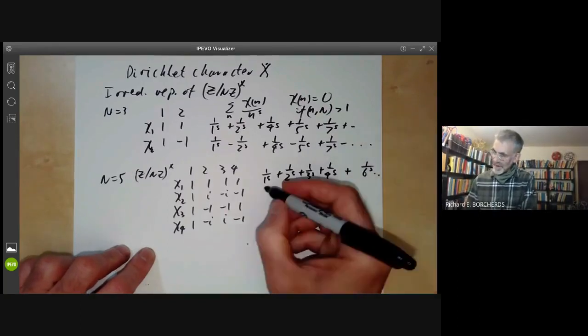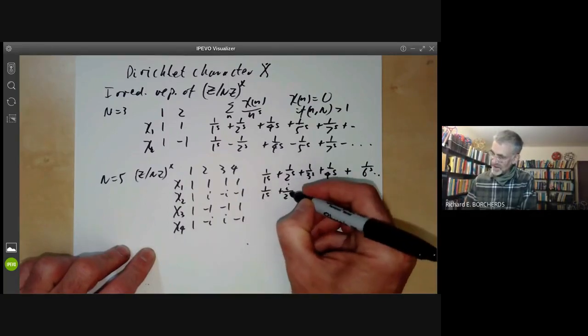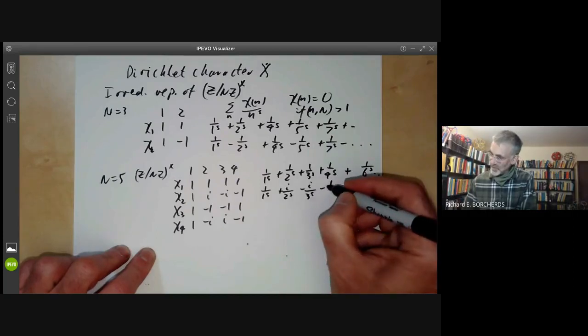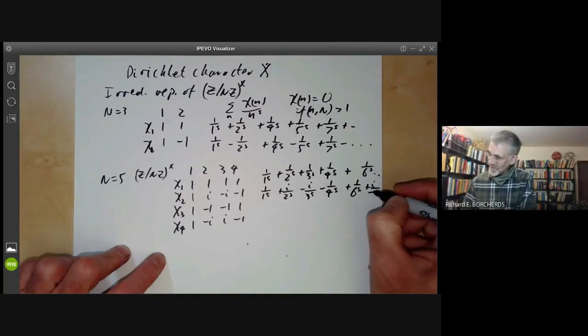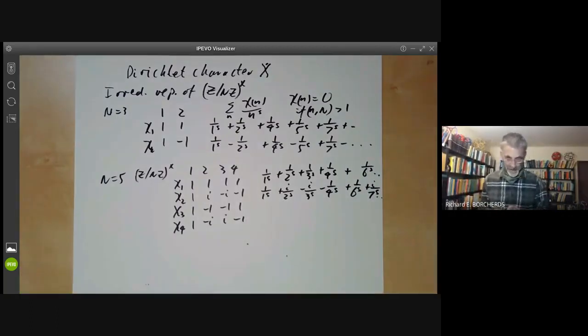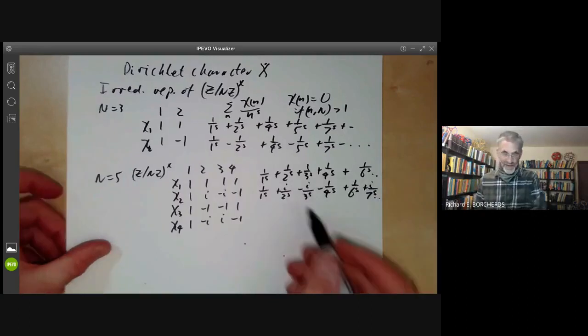And the next one will be 1 over 1 to the s, plus i over 2 to the s, minus i over 3 to the s, minus 1 over 4 to the s, plus 1 over 6 to the s, plus i over 7 to the s, and so on. So you can see what's going on, and I won't bother writing up the other two because those are both fairly obvious. So these are the famous Dirichlet L series.